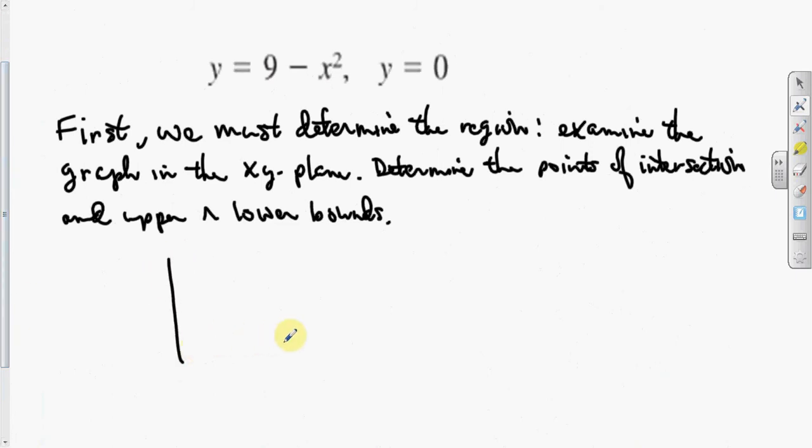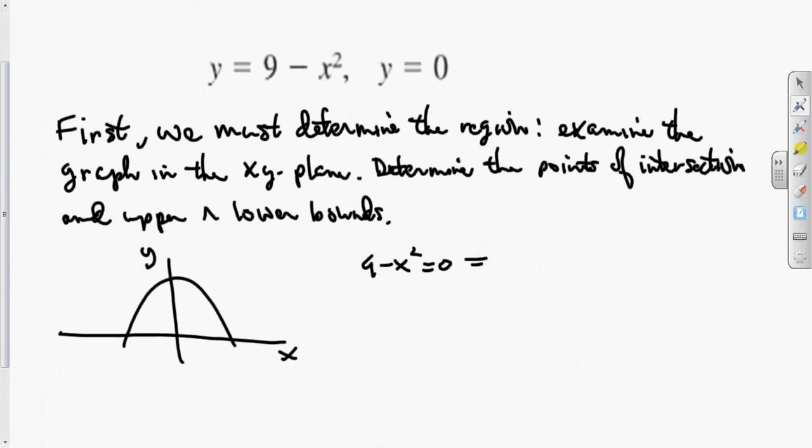So if we look at this graph, this is some parabola with the height at 9, so this guy goes like this. And we know that if we let y equal to 0, why do we do that? Because here this says y equal to 0 and also y equal to 9 minus x squared. So here, if we set 9 minus x squared equal to 0, we can get the points of intersection. Here x is equal to plus or minus 3. So this is negative 3 here, and this is positive 3. So x is bounded by -3 and +3.